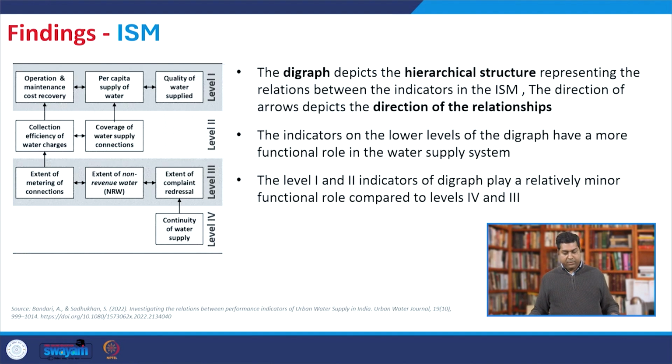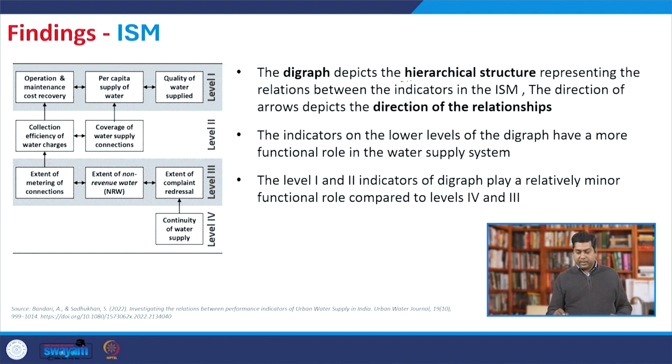So, if you see this particular diagram, it has 4 levels. In level 1 we have the quality of water supplied, per capita supply, and then operation and maintenance recovery. Then in level 2 we have the collection efficiency and coverage. In level 3 we have extent of metering, NRW, and the extent of complaint redressal, and in level 4 we have the continuity of water.